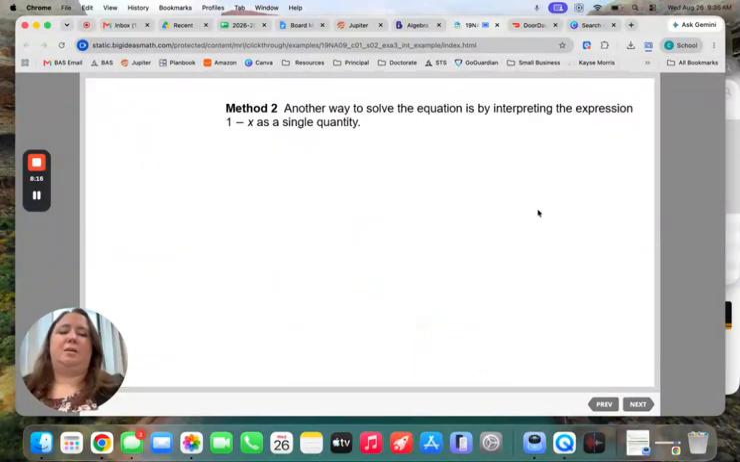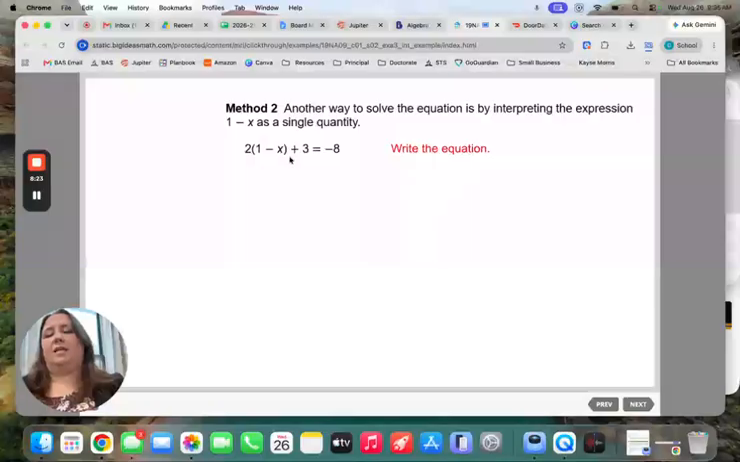All right, so now let's look at method 2. Everybody look up here real quick. You can consider this 1 minus x, like pretend that was its own term, its own entity, kind of like viewing it like a variable, like x. So what is the 2 next to parentheses mean? What kind of math is that? Yes, multiplication. Very good. So what is the inverse of multiplication? So from here, instead of distributing, we can just divide by 2.